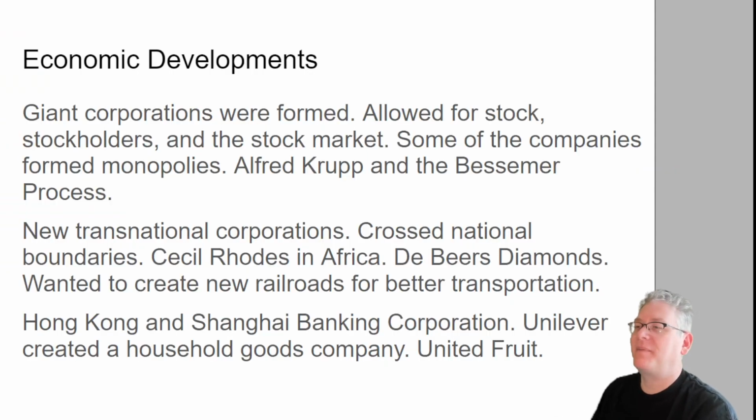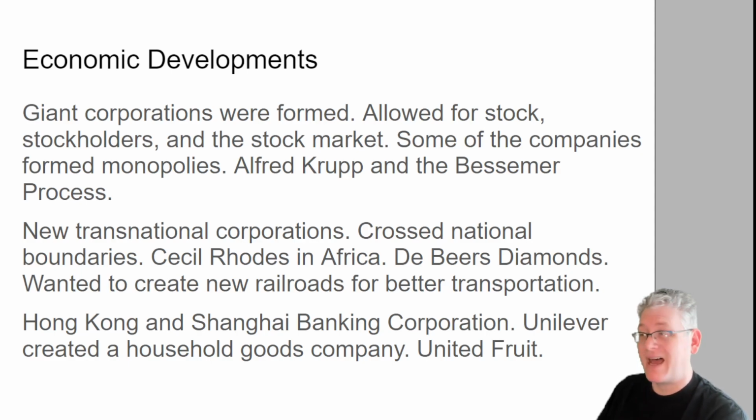All right, economic developments then. All this industrialization is going to lead to some brand new types of economic developments. Giant corporations were formed, which allowed for stockholders in the stock market. These things had existed before, but now they're going to be in a bigger way than they ever have been. Some of the companies formed monopolies. For example, Alfred Krupp, with the Bessemer process, will form Krupp Steel, a major steel manufacturer in Germany and Austria.